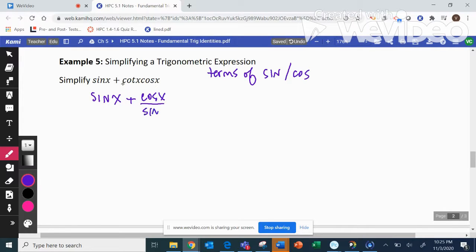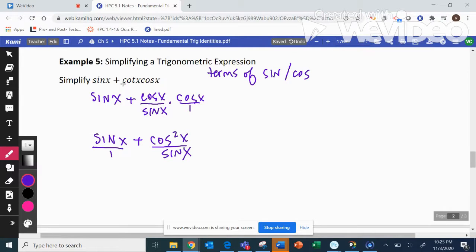over sine x. And this cosine, I'm not going to change it at all. Cosine x. So we have all sine and cosine x. My next step could be to multiply cosine x over sine x multiplied by cosine x. So that'll be cosine squared x over sine x. And we're trying to simplify this, which means I need to get rid of this plus sign.